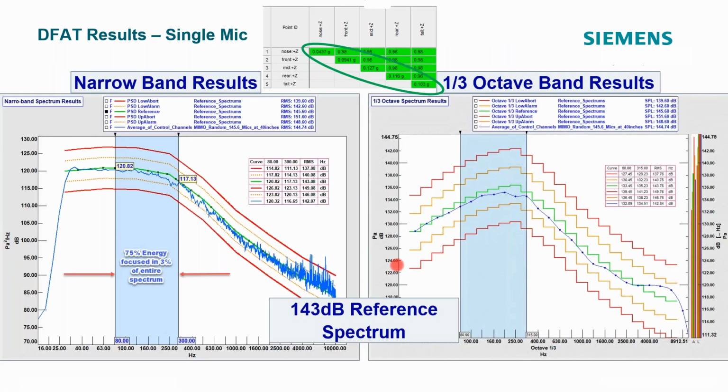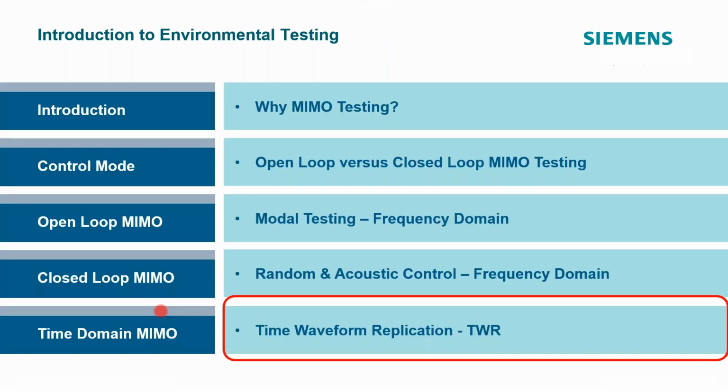One other aspect of this I wanted to point out, an interesting aspect here, is that 75% of this acoustic energy is focused in only 3% of the entire spectrum. So again, these are log scales. So this is 3% of my entire spectrum, but I've got 70% of the acoustic energy focused in that small narrow band, 3% of the entire spectrum.